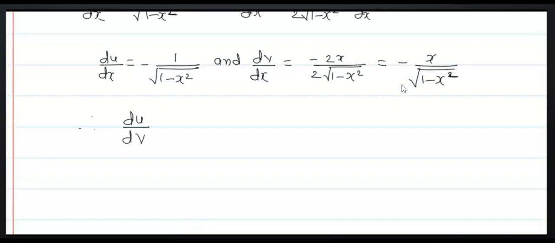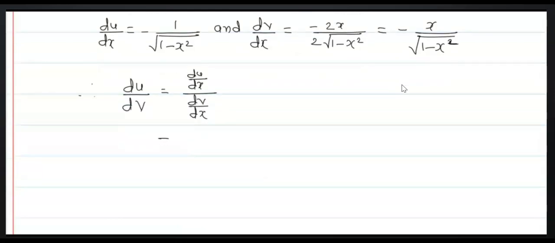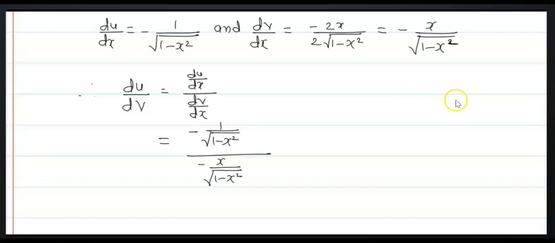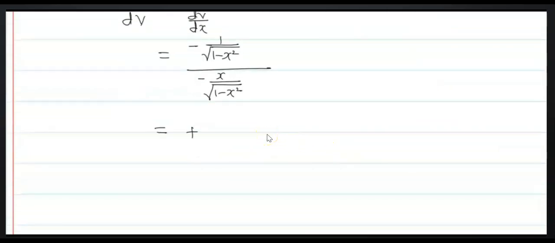Therefore, du by dv is equal to du by dx upon dv by dx. That is minus 1 upon root of 1 minus x square, upon minus x upon root of 1 minus x square. Minus minus will become plus, that is 1 upon x.